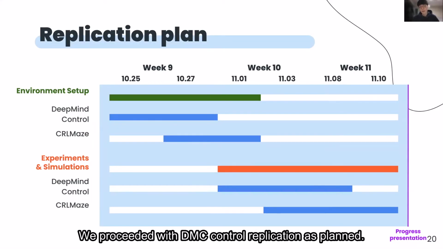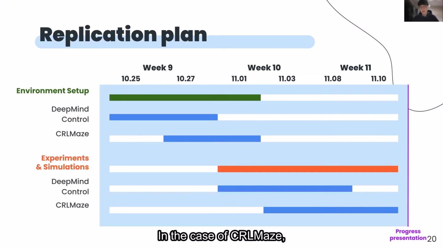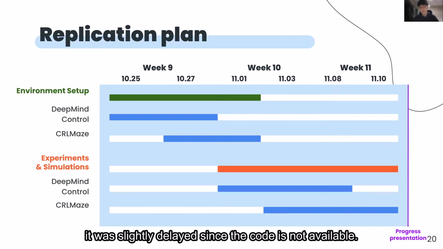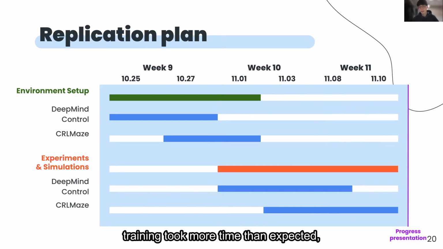We proceeded with the DM control replication as planned. In the case of Chromaze, it was slightly delayed since the code is not available. And in both cases, training took more time than expected, so there were unexpected variables.